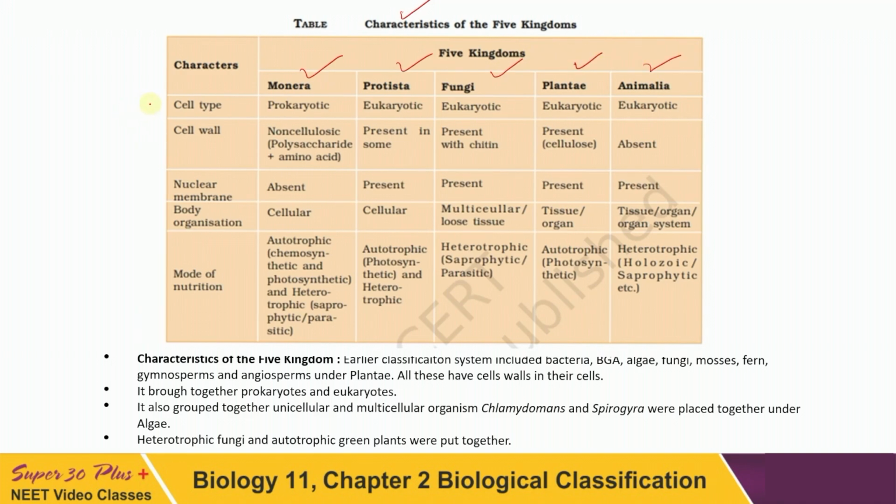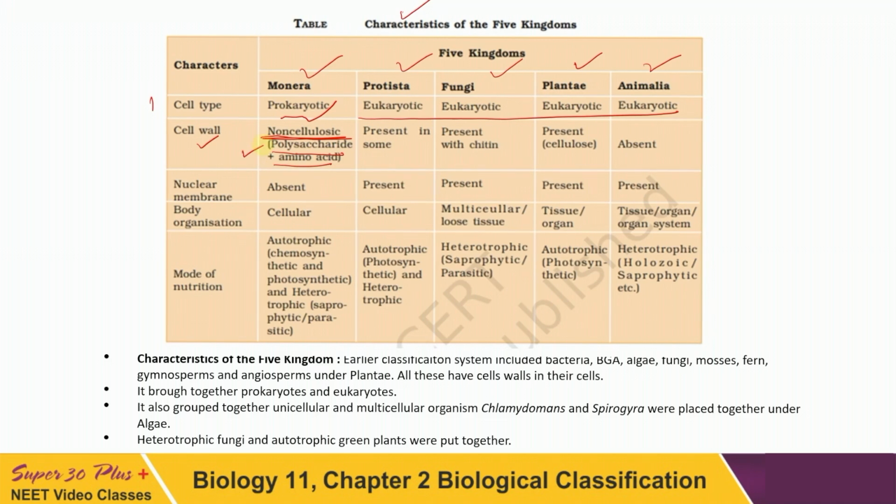Cell type, number one: Monera is prokaryotic. All these others are eukaryotes. Cell wall, a very important point. In Monera, the cell wall is not made up of cellulose. It is non-cellulosic and consists of polysaccharides and amino acids. This is an important character of Monera.